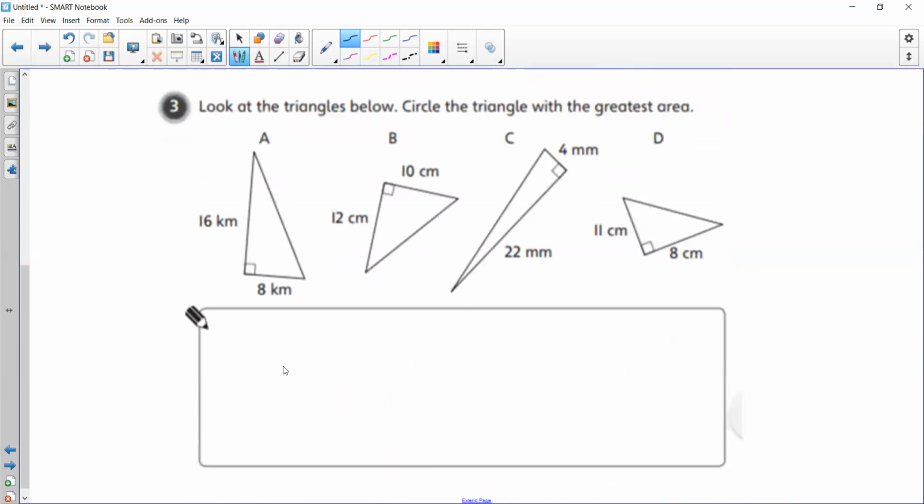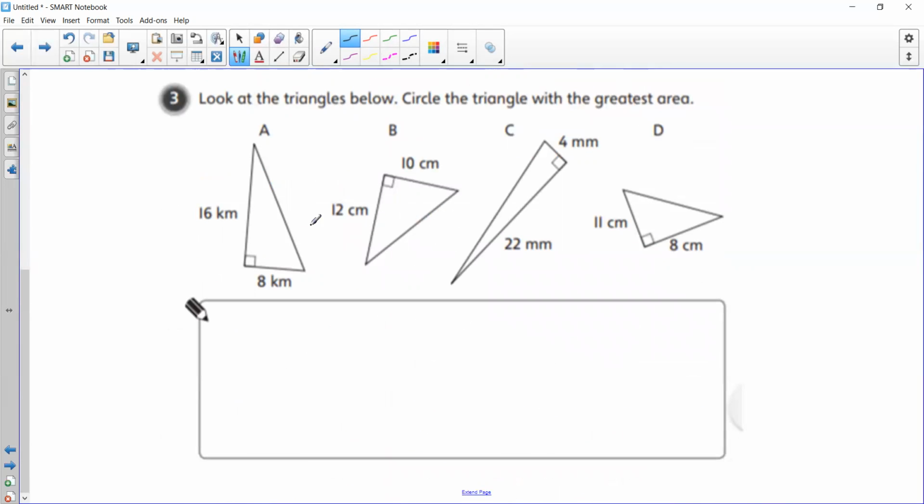And then finally, let's look at the triangles below and circle the one with the greatest area. Well, actually, looking at these questions, I could circle that one straight away. Why can I circle that one straight away, I wonder? What am I looking at? Well, I'm looking at what it's measured in. Kilometers, well, 1 kilometer is 1,000 meters. So kilometers is huge. Centimeters are quite small, millimeters are tiny, and I've got centimeters again. So that one's obviously going to be the biggest.